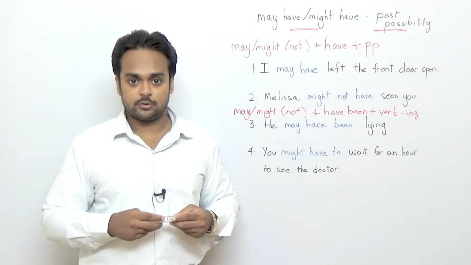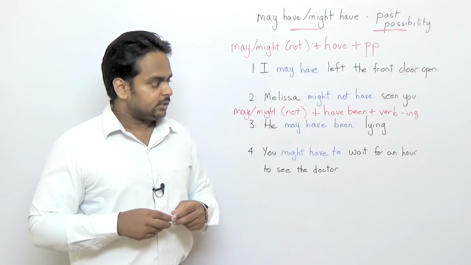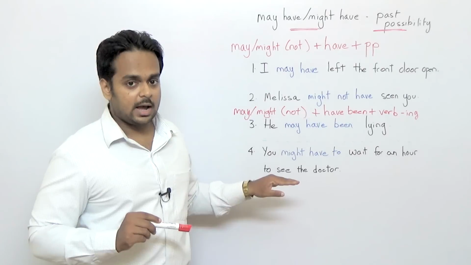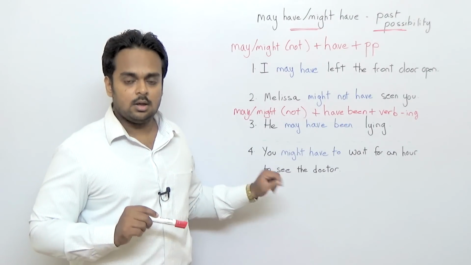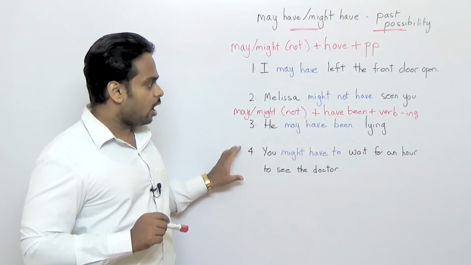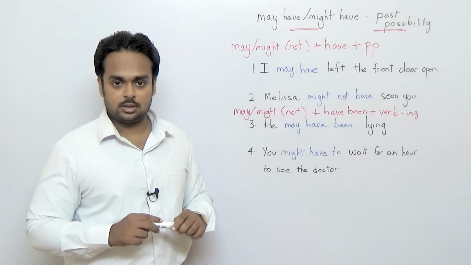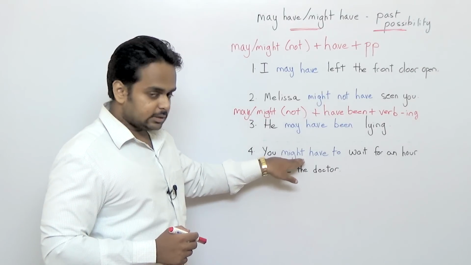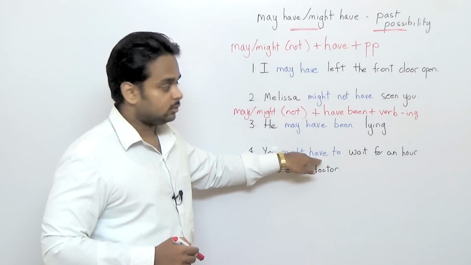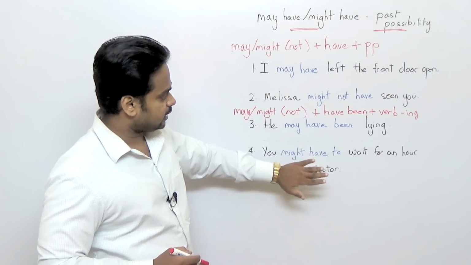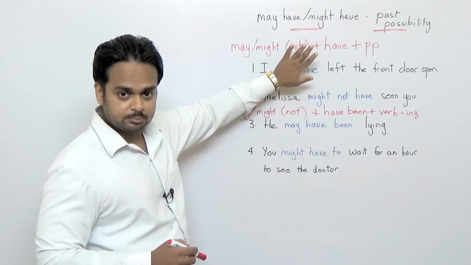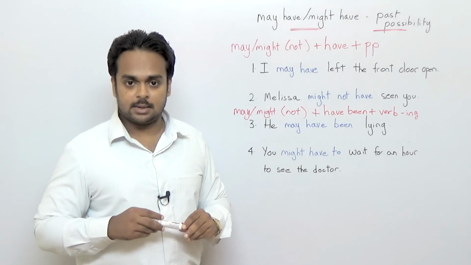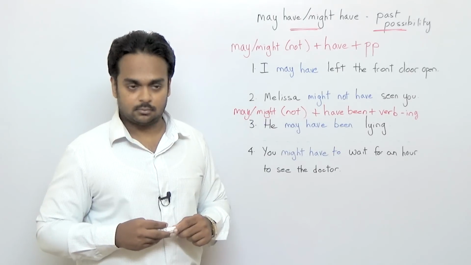There's a lot of people waiting in the room, and she might tell me, you can come, but you might have to wait for an hour to see the doctor. Okay, now why is this not talking about past possibility? The reason is because this sentence uses might and then it uses have to and not have. This is completely different from these sentences. Okay? Now have to, remember, talks about necessity, something being necessary.